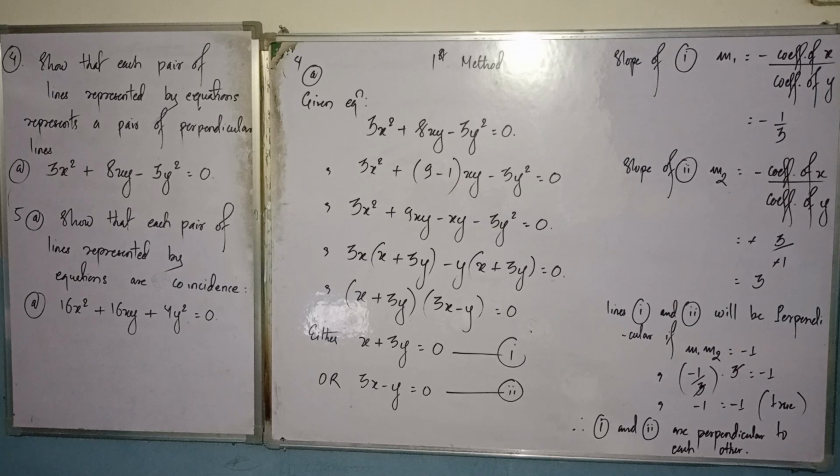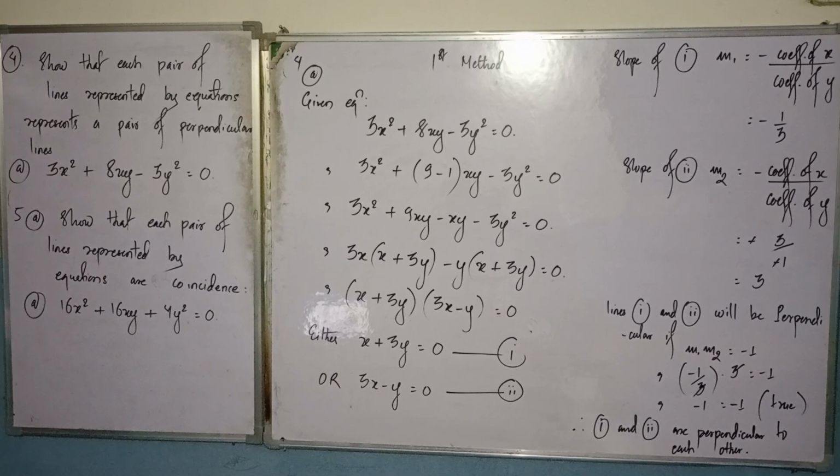by just comparing these equations with ax squared plus 2hxy plus by squared. From that you will extract the values of a and b and use the condition of perpendicularity. Okay, now, this one is the first method. Now if you have finished this, I would like to wipe this and introduce the next method for the same question.